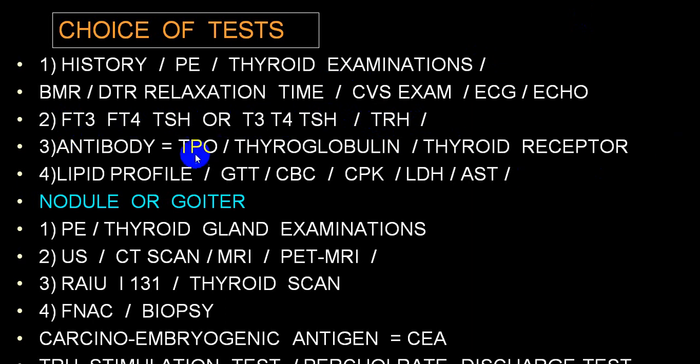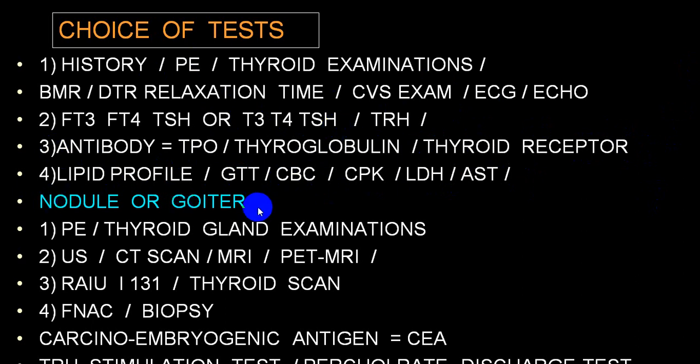Antibodies, we have already mentioned: TPO antibodies, thyroglobulin antibody and thyroid receptor antibodies. Lipid profile, GTT, CBC count, CPK, LDH, AST will also be useful to find out thyroid disorders.